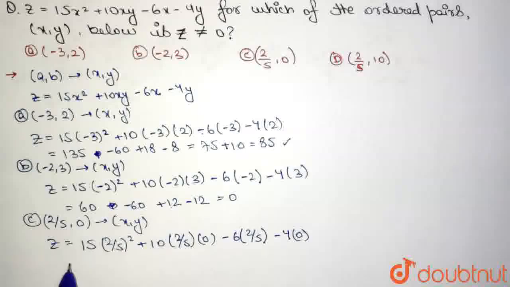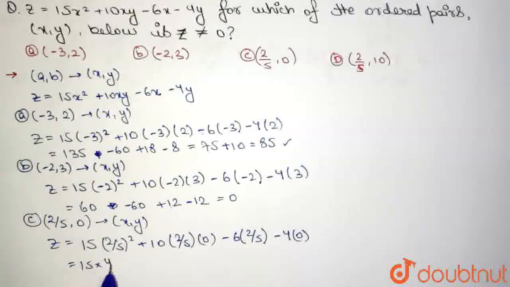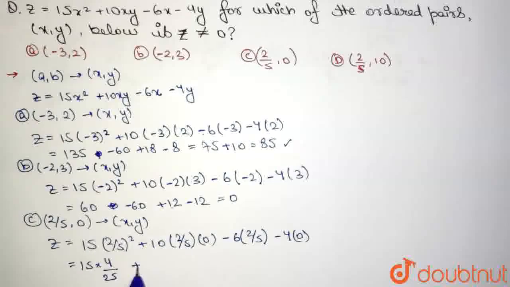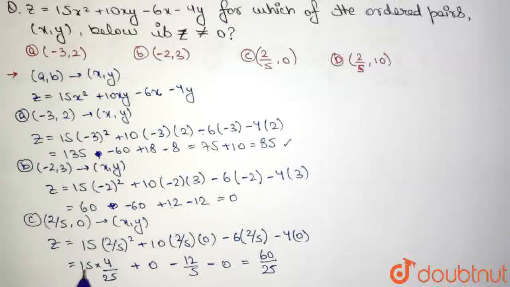So now if we go and calculate, this becomes 15 into 2 squared is 4 and 5 squared is 25. So 4 upon 25, plus this term becomes 0 because we are multiplying by 0. So 0 minus 6 into 2 is 12 upon 5. And this once again becomes 0. So I can say this is equal to 60 upon 25, because 15 into 4 is 60, minus 12 upon 5.